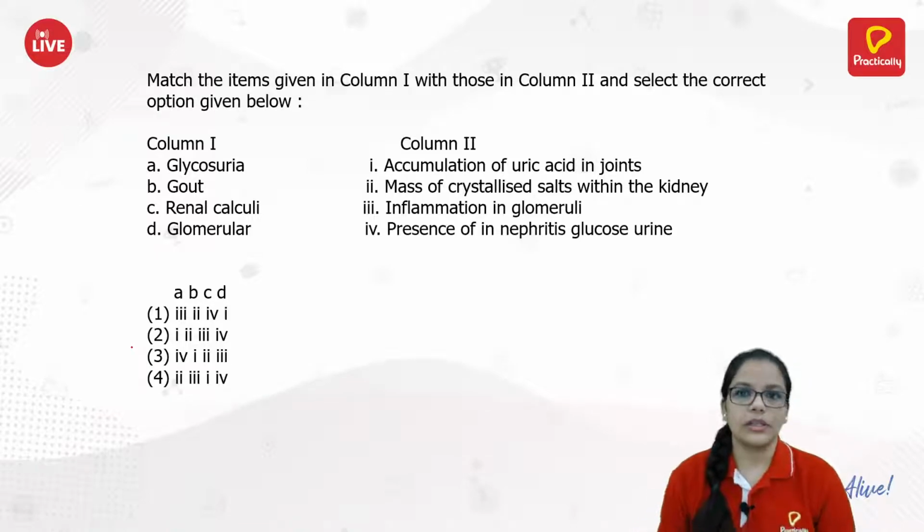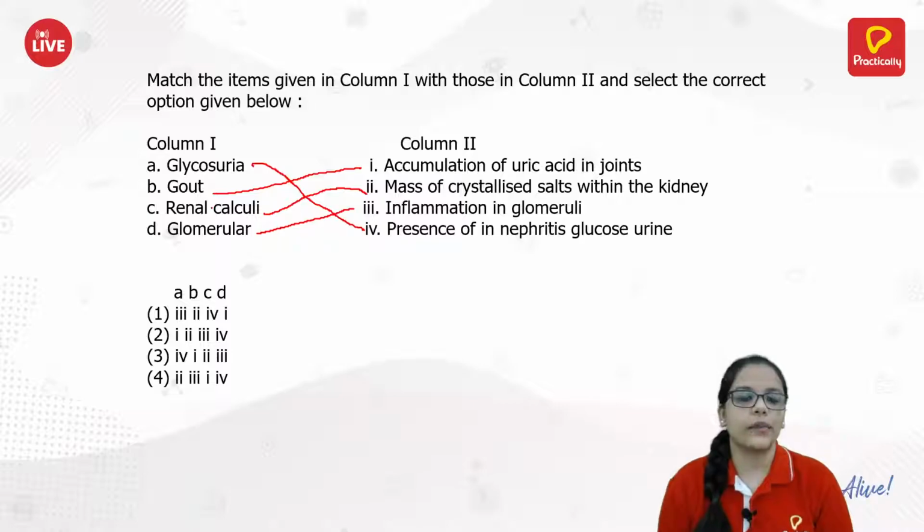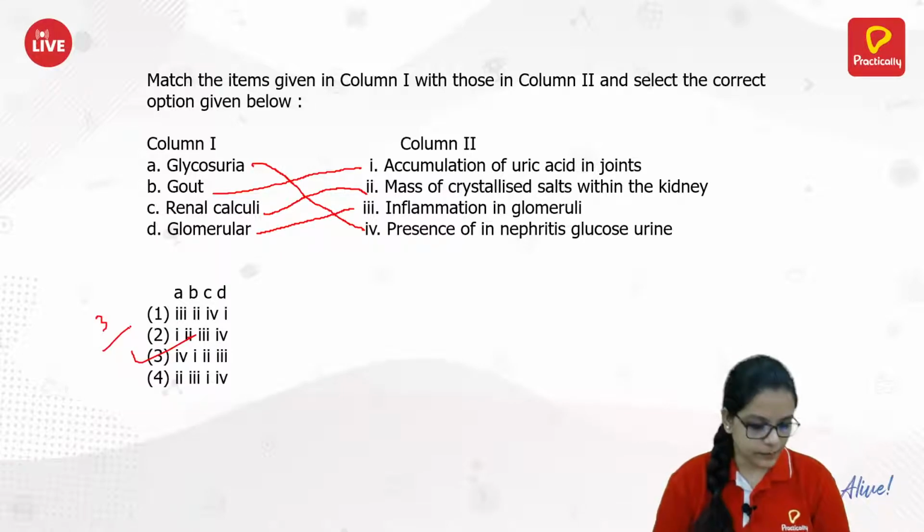Next, these are kidney related problems. Glycosuria is a condition where there is presence of glucose in urine. Whenever you hear glyco, that means sugar or glucose. Gout, accumulation of uric acid in joints. Renal calculi, kidney stones. They are masses of crystallized salts within the kidney. Glomerular nephritis, inflammation in glomeruli. So that is A4. That is option 3.